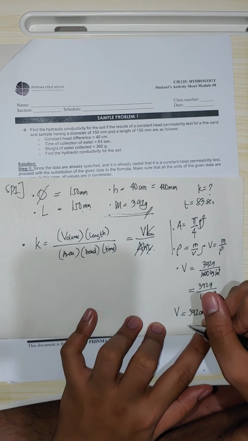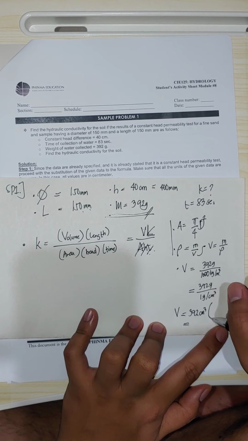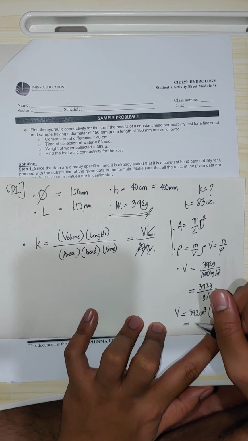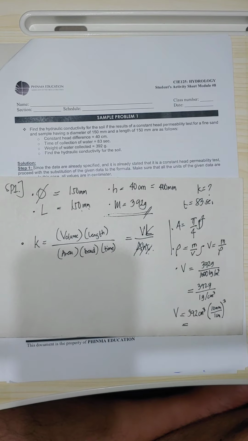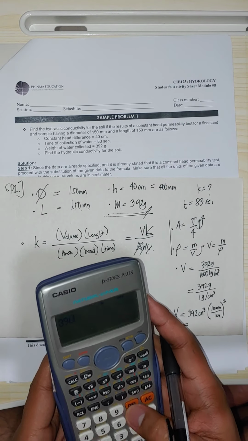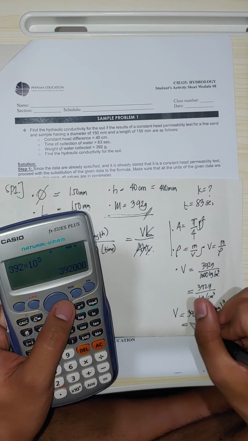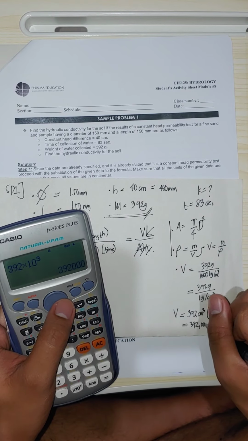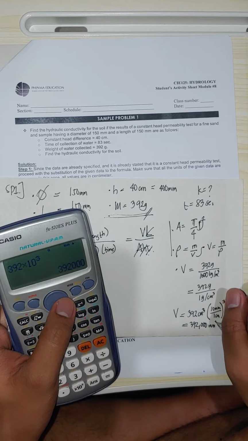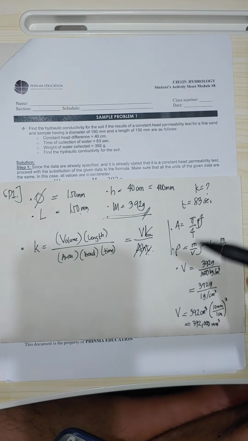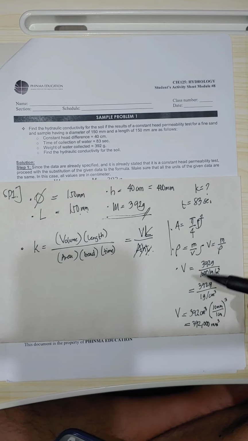Or in millimeters, so para ma-convert siya in millimeters, we know that there are 10 millimeters per centimeter, and then kay naka-cube man, ato siyang i-cube, then we can get that the total volume, so 392 times 10 cube, that is equal to 392,000 cubic millimeters. Therefore, pwede na ito nga cubic millimeters or cubic centimeters.